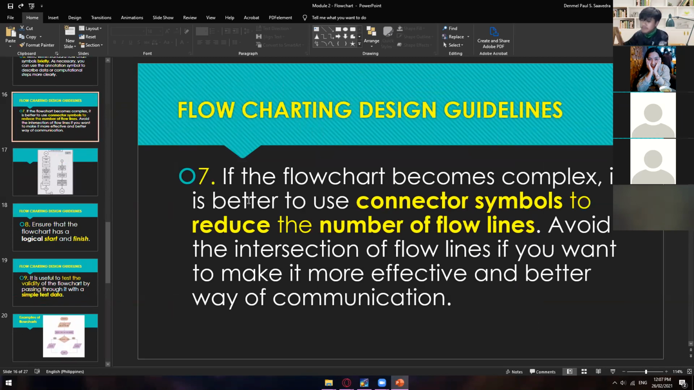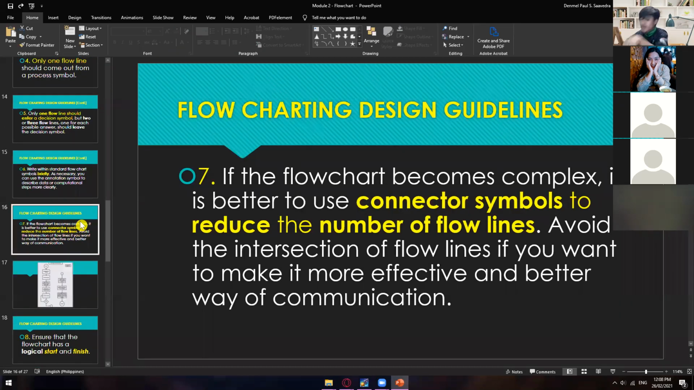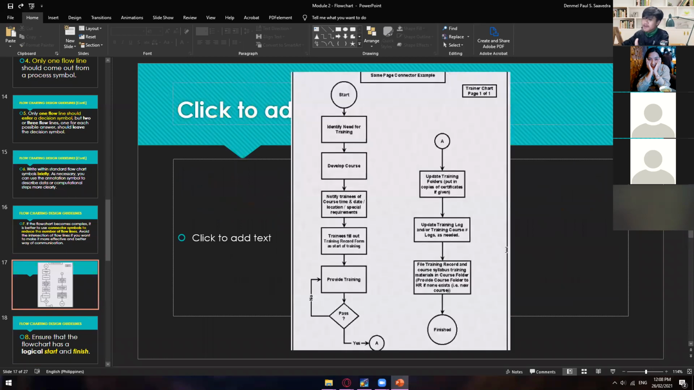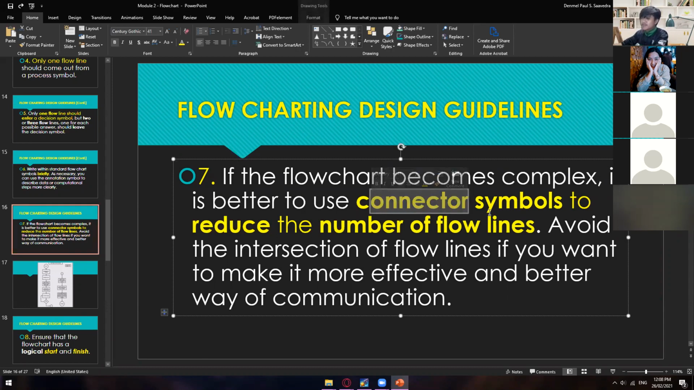So guideline number 7. If the flowchart becomes complex, it is better to use connector symbols to reduce the number of flow lines. So it is where the off-page connector or the connector itself must fulfill its role. You don't want to have a spaghetti connection. You don't want to have a lot of lines intersecting with each other. So if that's the case, then you must use a connector symbol.